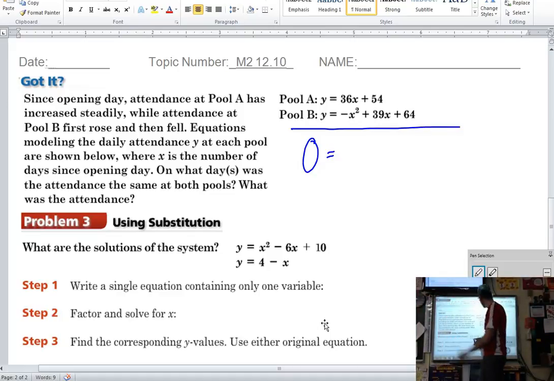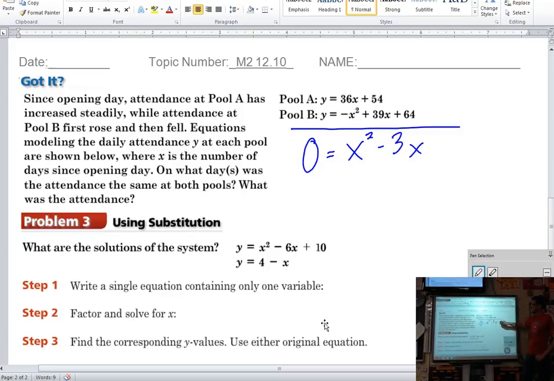Your brain has an answer? So what do we get here? We end up with 0 equal to minus 10. And then your factored form, x minus 5, x plus 2. So your actual solution.